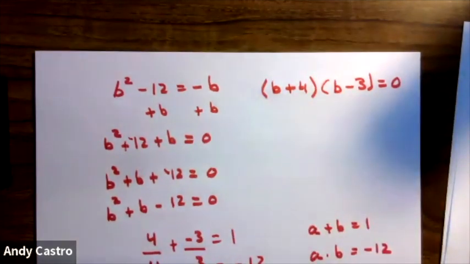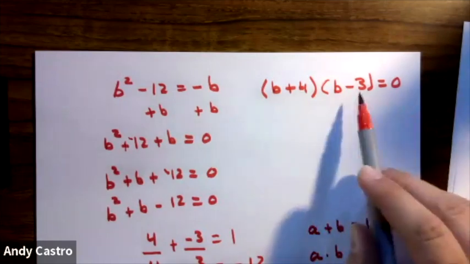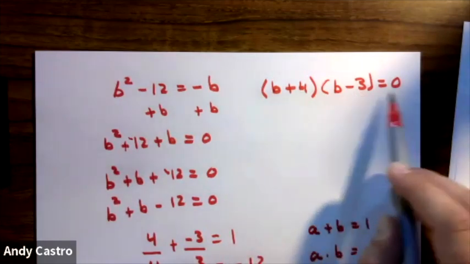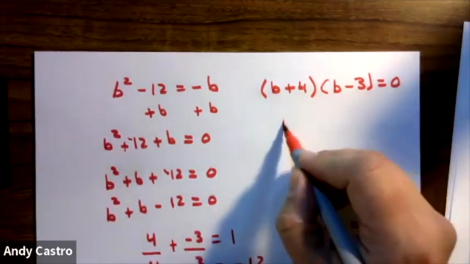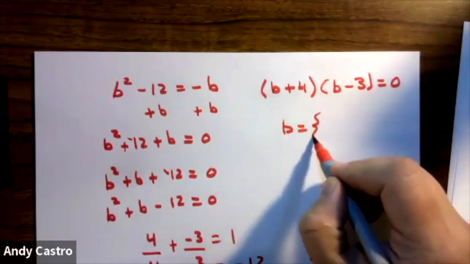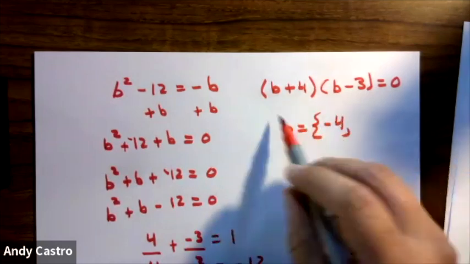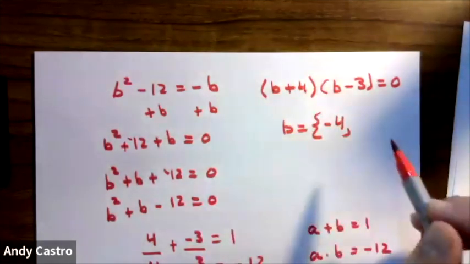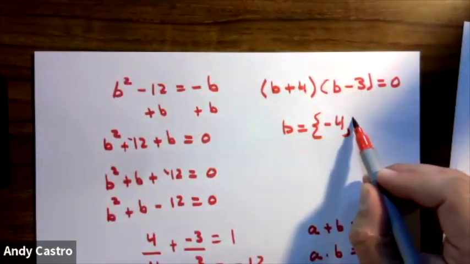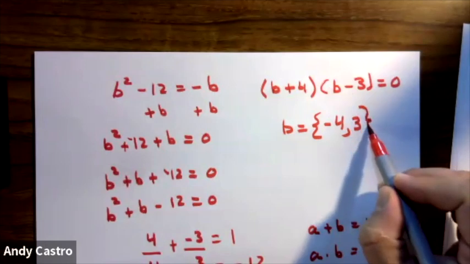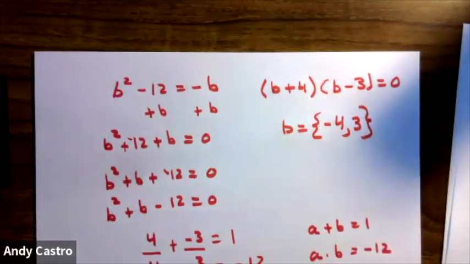So now, what does b need to be in order to force this equation to 0? Well, if b was negative 4, that would make this factor go to 0, or in this case, if b was 3, it would make the whole thing go to 0. So negative 4, positive 3.